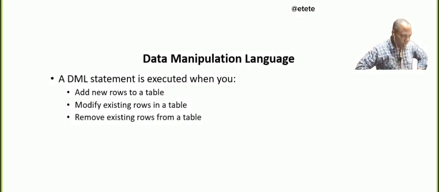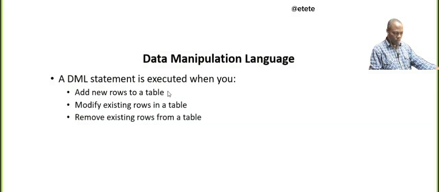All right, we are still looking at data manipulation language, and we'll finish that today. We have done that a DML statement is executed when, one, you add new rows to a table, which we have done by using the insert statement. Two, modify existing rows in a table. We have also done that by using the update statement. Now, today we want to look at removing existing rows from a table, which is delete. So that is what we want to look at.